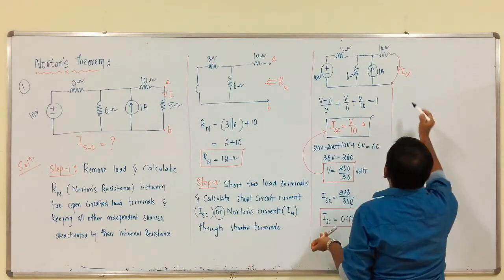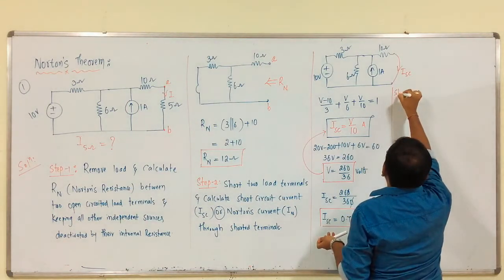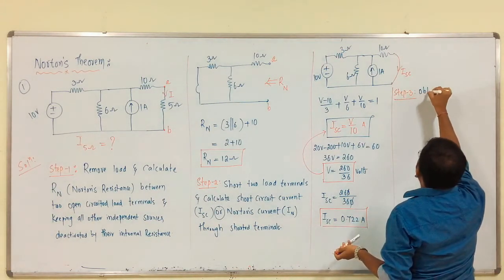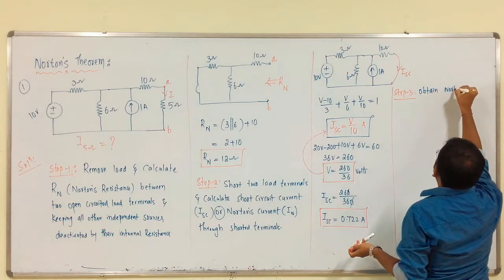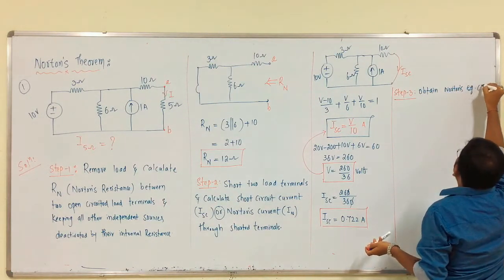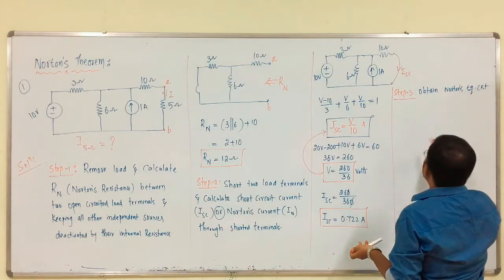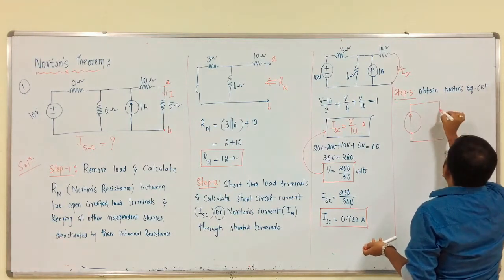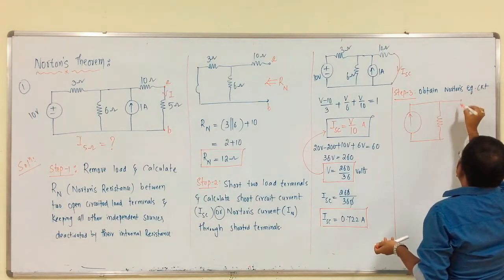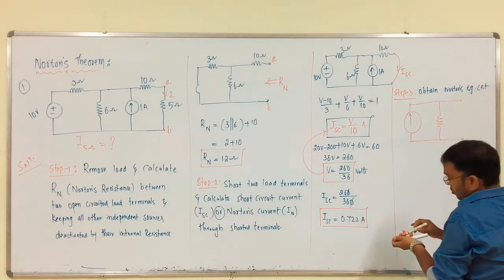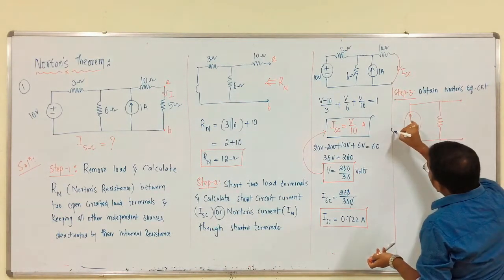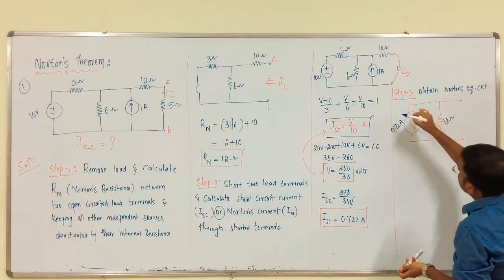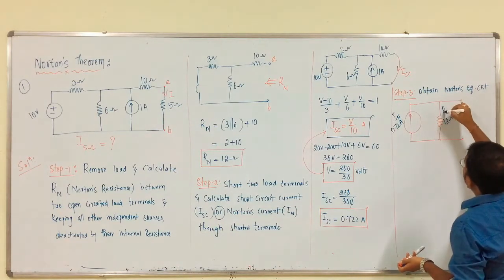What is step 3? Obtain Norton's equivalent circuit, that is, this is the Norton equivalent circuit. This is what? ISC, 0.72 amps. This is what? 12 ohms. That is it. This is IN. This is Rn.